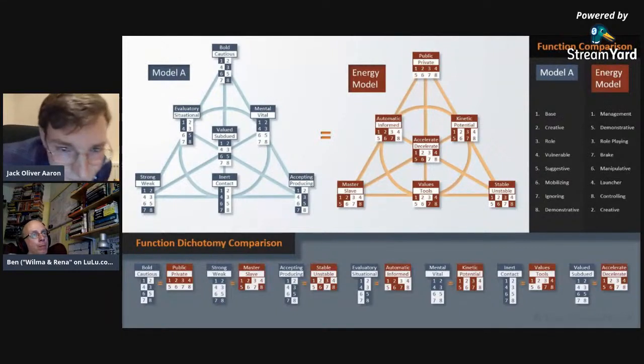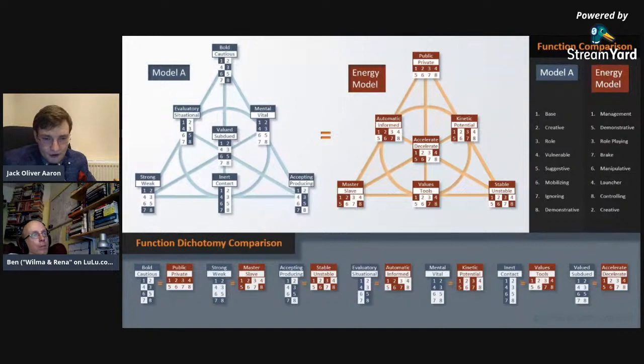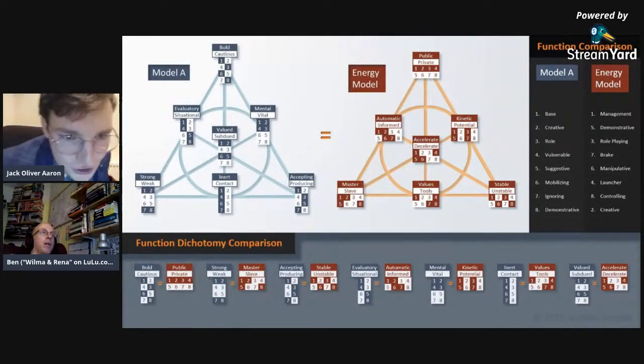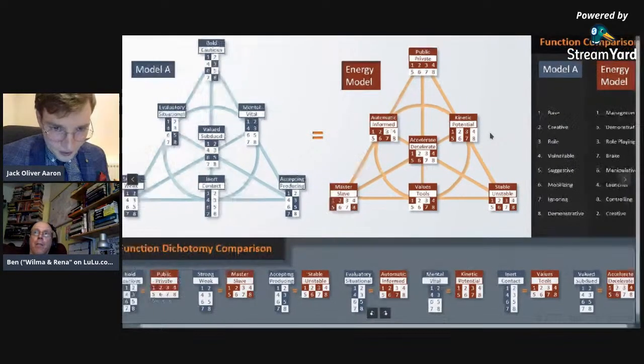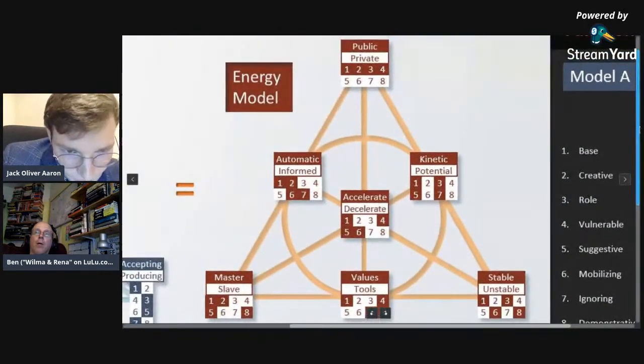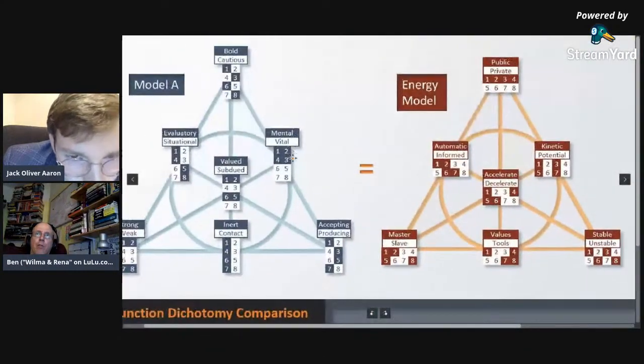Let's take a look. Okay, so we've got the pyramid and we've got the function dichotomies. Oh, he's done the energy model as well. Okay. Hang on, I find it really difficult to see on here. I can zoom in if there's a particular area. Zoom in on just the orange one, and that could be very helpful. Right. Thank you. Okay, public, private, and is that in the same position as mental, vital? It's bold, cautious.